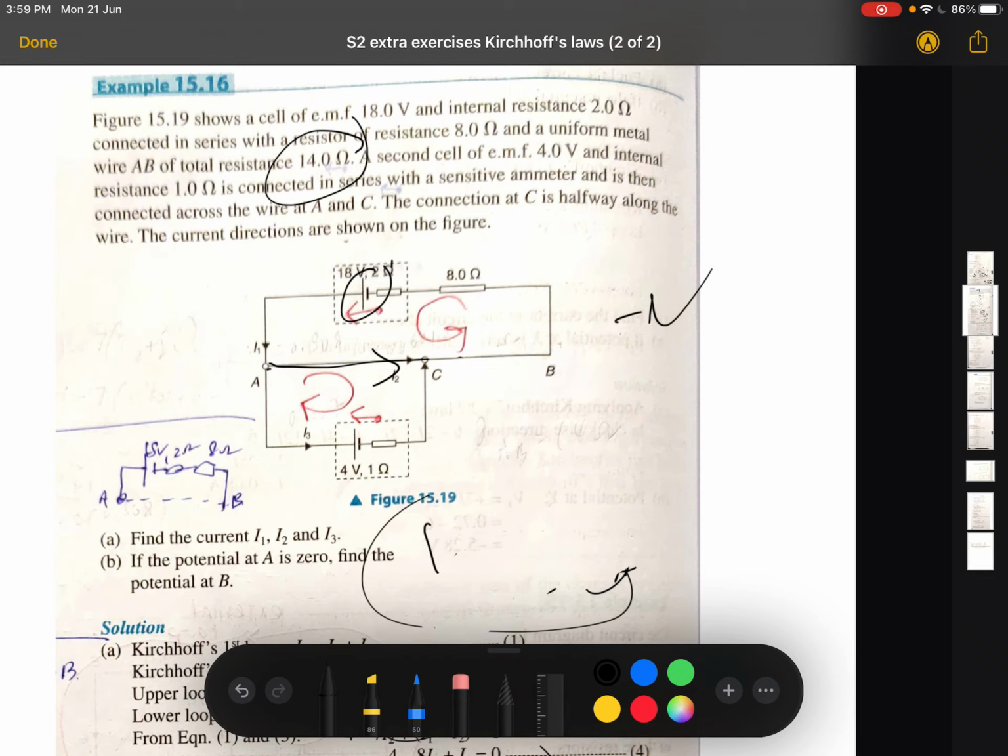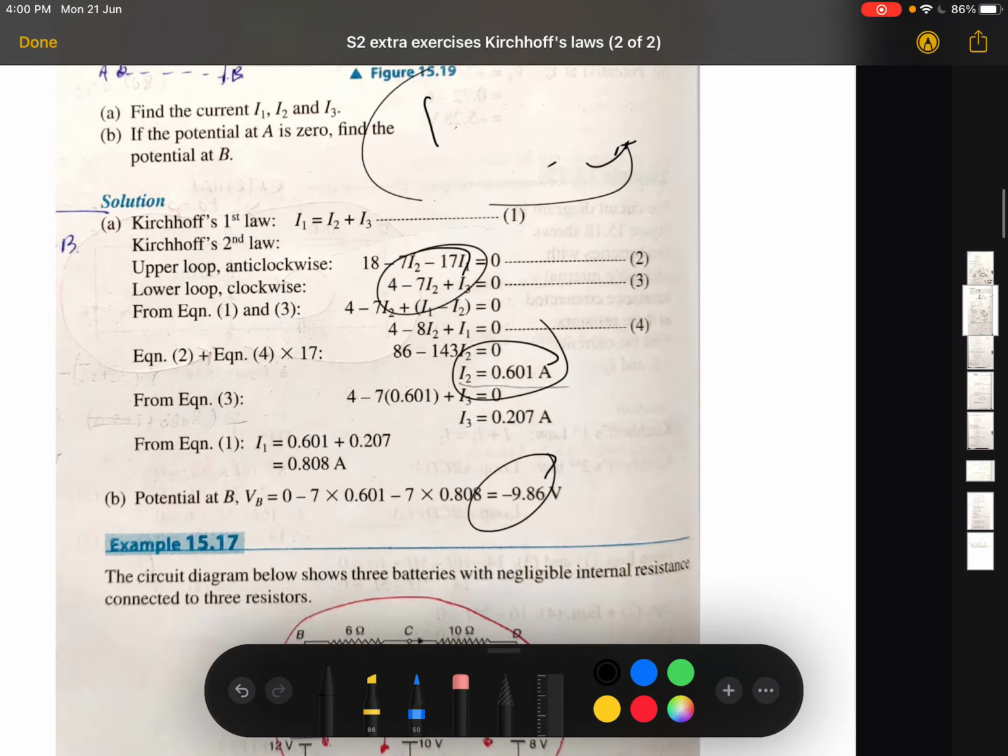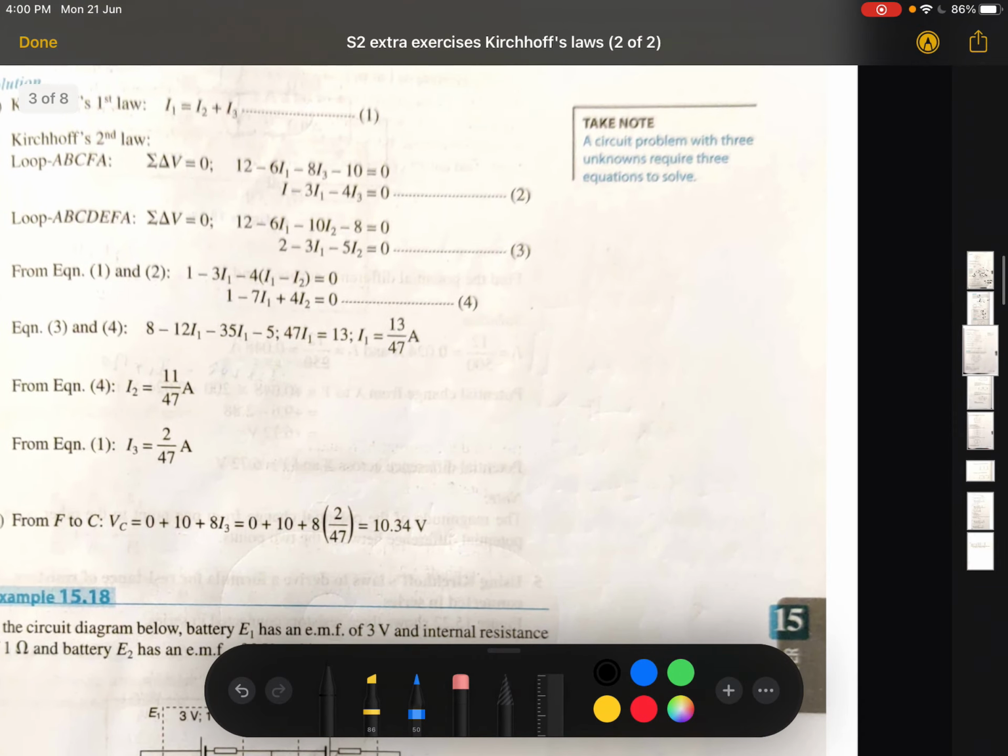Now, how about finding AB? You have to again remember, I1 and I2 are completely different. This is halfway. So if you have a total resistance of 14 and they are evenly spread, then you know that halfway is 7 and 7. Then you just multiply them with their respective currents. But remember, since it's resistance, it's minus. I guess that's why I've been getting it all wrong recently.